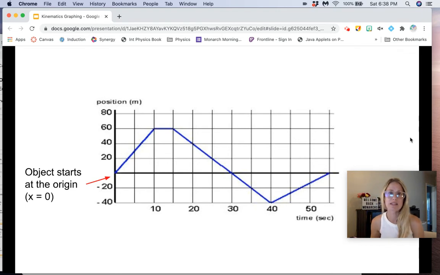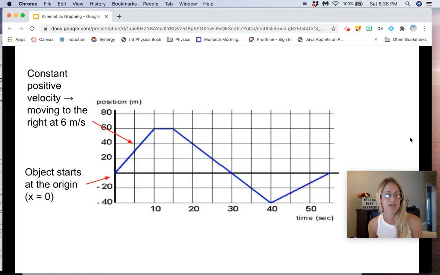Okay, we can even find that slope if we want to find the velocity. The rise is 60, so 60 over the run, which is 10, so we can see that the velocity is a positive 6 meters per second. So we have a constant slope, which means we have a constant positive velocity, which means we're moving to the right, which we'll call the positive direction, at 6 meters per second.